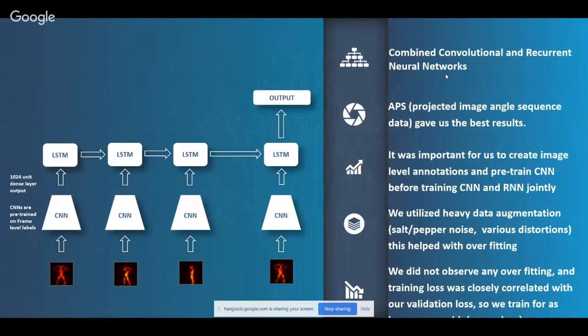So the architecture we utilized for the challenge was one that combined convolutional and recurrent neural networks. We used the convolutional neural networks as feature extractors. The convolutional layers are able to extract features from the projections provided in the Kaggle challenge, and the LSTM, or recurrent neural network, correlates features across frames. And the benefit of this architecture is that it enabled us to work with the data in 2 dimensions.